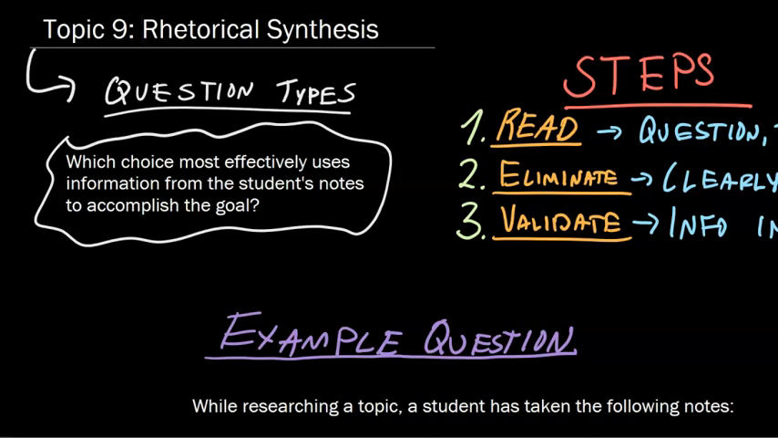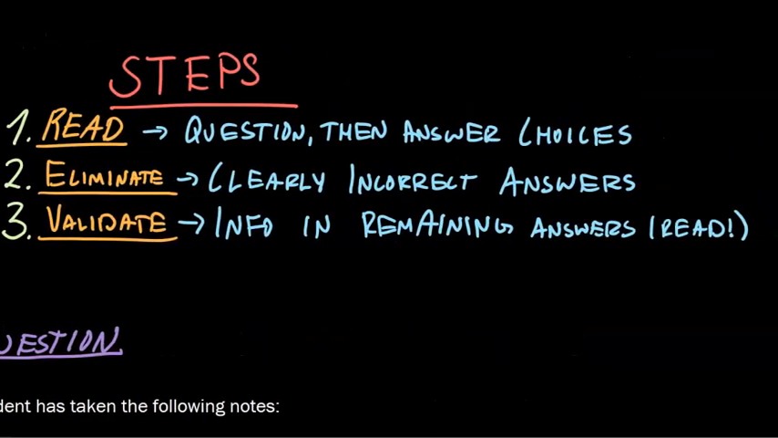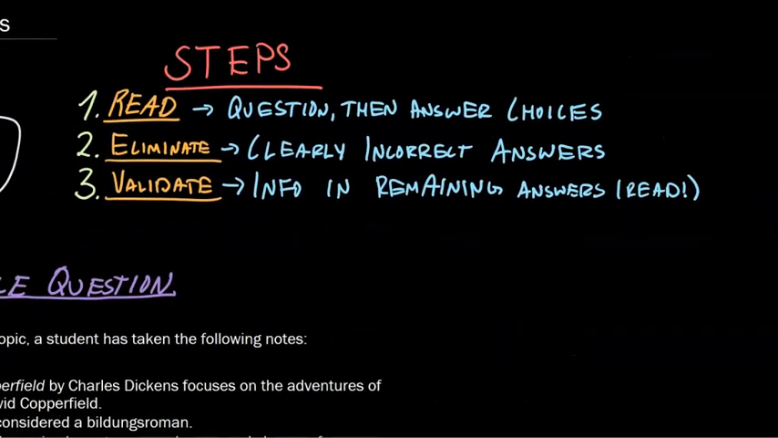But it's pretty simple. So when we look at our steps here, we have read the question, then you read the answer choices, and this is important, you read the question first, okay? Because the question will give you important information, alright? In these cases, the rhetorical synthesis questions, they sound complicated. I would say objectively they are the easiest questions on the SAT.